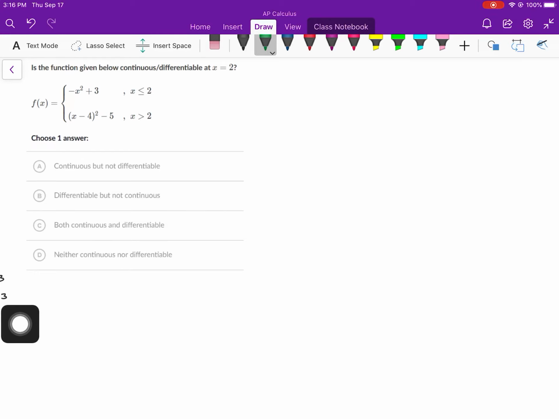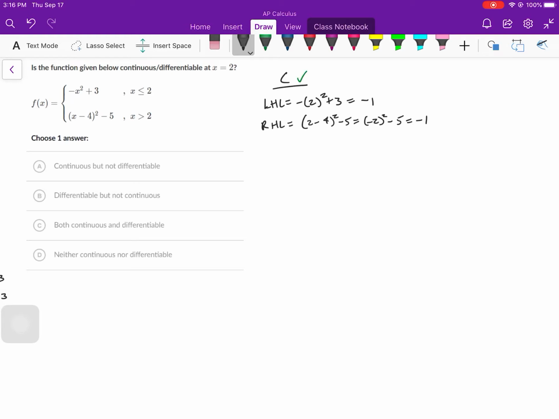All right, let's go through another example. I know it's going to take quite a bit of time, but we might as well. So let's do the continuity test. So left-hand limit, which gives me -4 plus 3 is -1. Right-hand limit. It's going to give me 4 minus 5, which is also -1. So it passes the continuity test. Let's go ahead and do the derivative now.